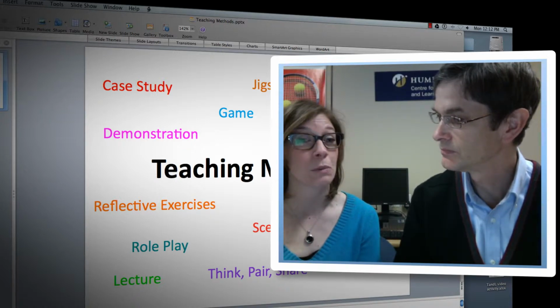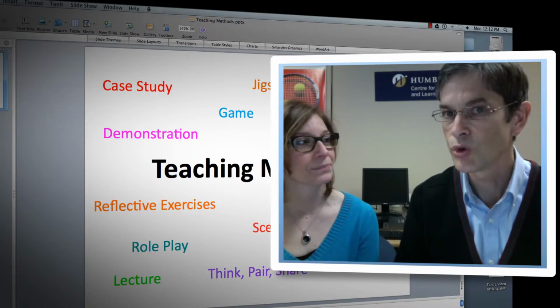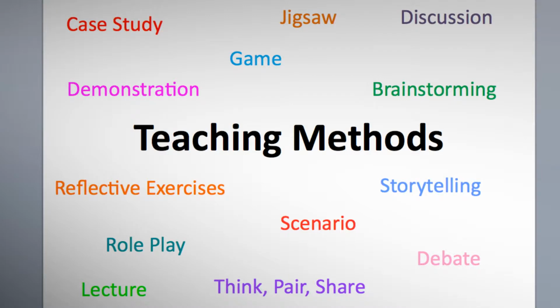So what we want to do is think of different ways for them to participate in their learning. Cool. And some of the things you have listed here, other than lecturing? We have discussions, we have brainstorming, we have games, which all students love, debates, we have role playing, think, pair, share. Great.